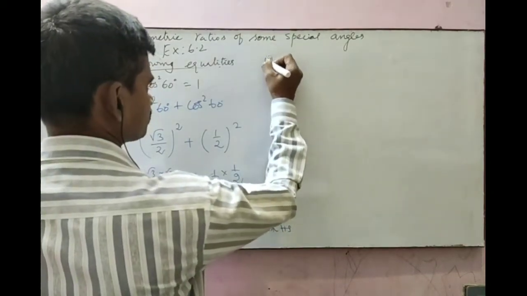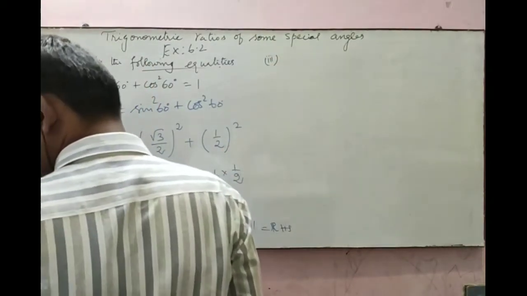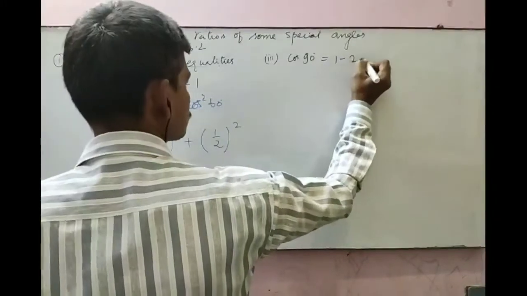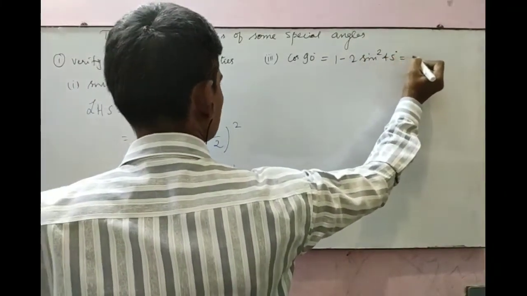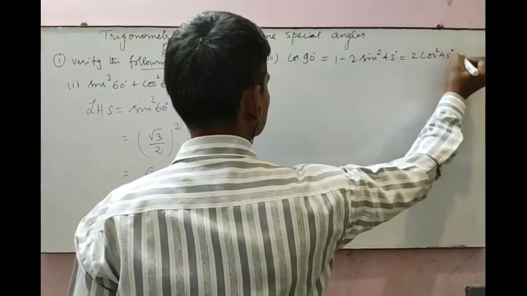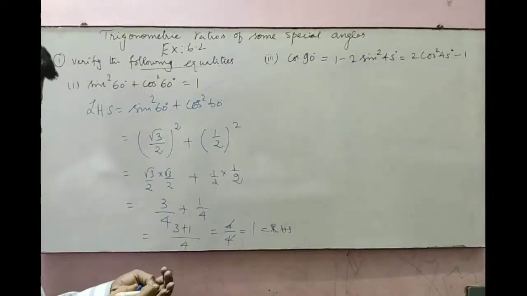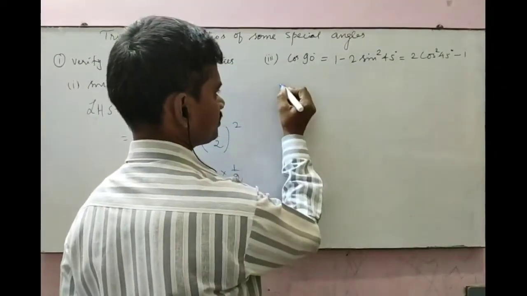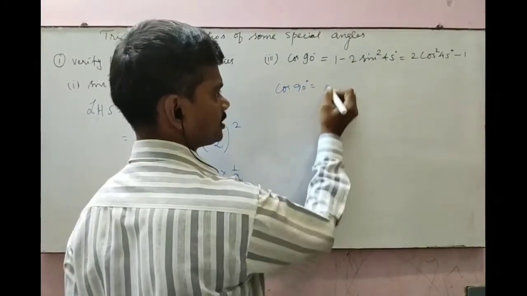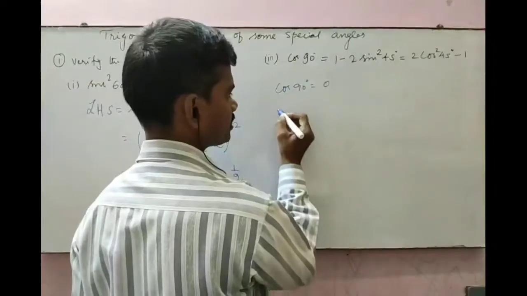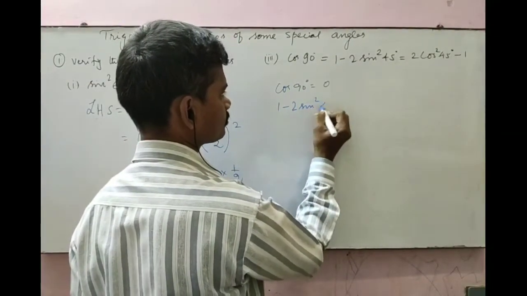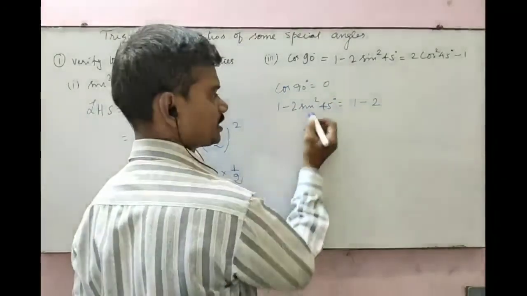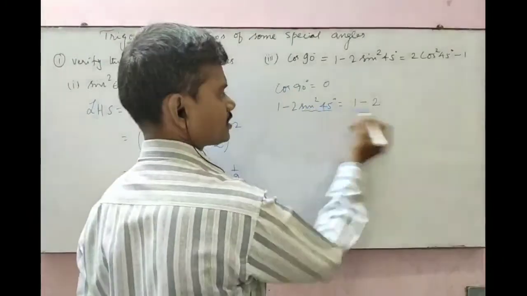Now I am going to do the third sum. Do the second and the fourth sum as homework. The third sum is cos 90 degree is equal to 1 minus 2 sin square 45 degree equal to 2 cos square 45 degree minus 1. So we have to verify these three equalities. Here cos 90 degree. What is the value of cos 90? Cos 90 is 0. Then you take the next equality, which is 1 minus 2 sin square 45 degree. So 1 should be written as it is. Minus 2 sin square 45 degree. What is the value of sin 45 degree?